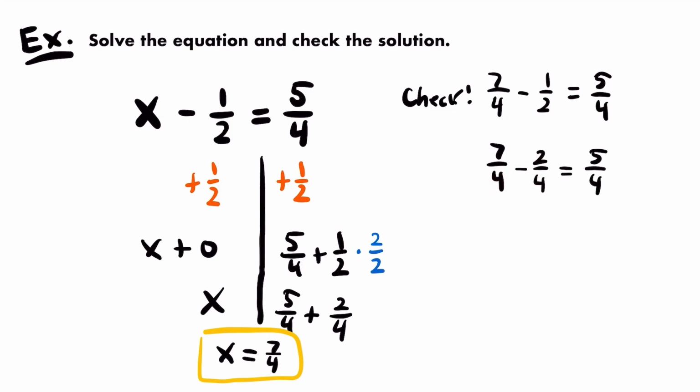And so simplifying this side, 7 minus 2 is 5. So we get 5/4 is equal to 5/4. That is a true statement, and so our answer is correct. x equals 7/4 is the solution to this equation. Okay, and so that's that. That's how you solve equations of the form of a variable plus a constant equals another constant.